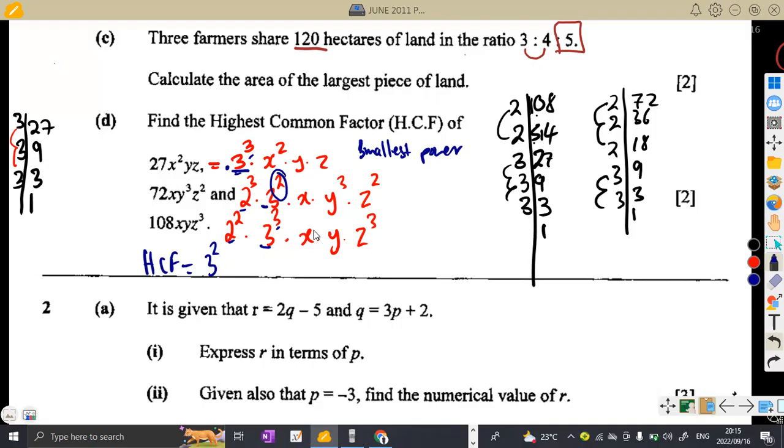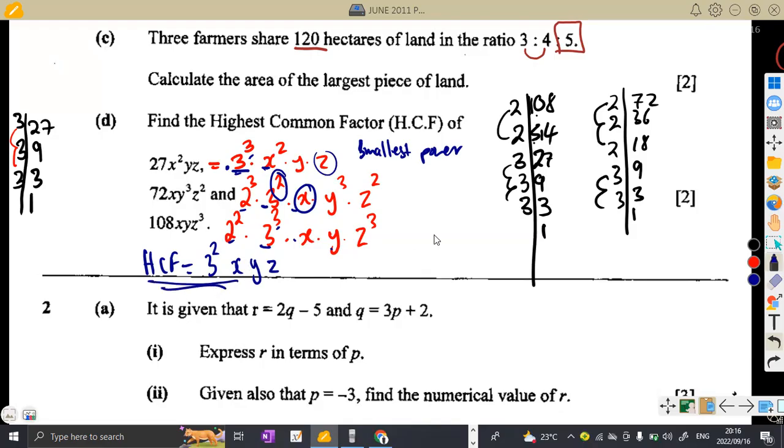You move on to x. Is x common? We've got x here, we've got x here, we've got x here. X truly is common, so this is going to be x. You move on to y, is y common? We've got y here, we've got y here. Yes, y is common. You move on to z, z is common, we've got z. So you take the one with the smallest power, y is the smallest power, z is the smallest power. So this is your highest common factor.